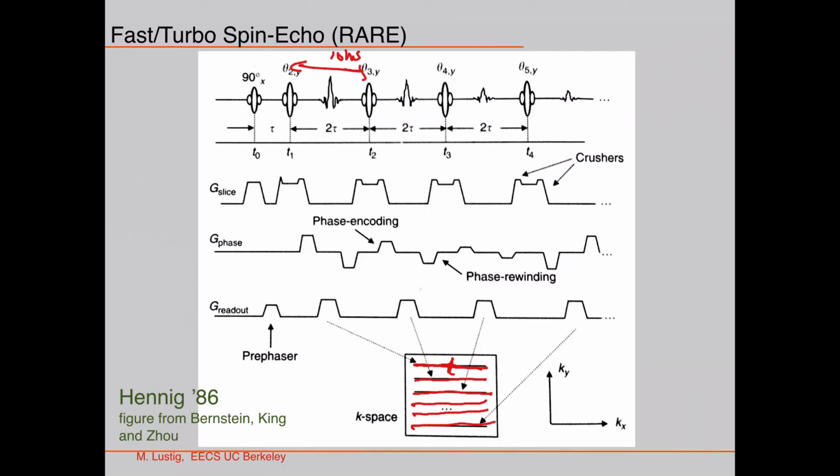And it's called CPMG because they realized this accumulation of error. Carl, Purcell, M, I forget, and G, I forget, but I can look it up.